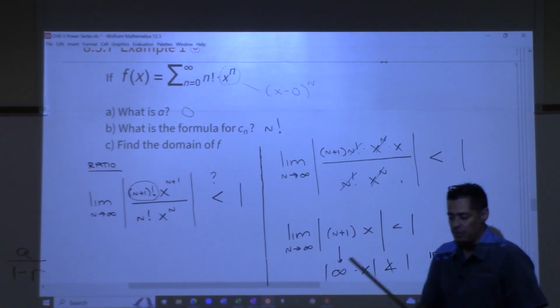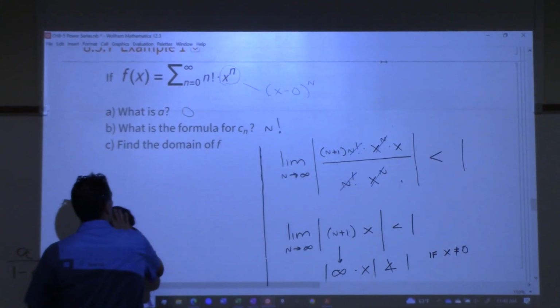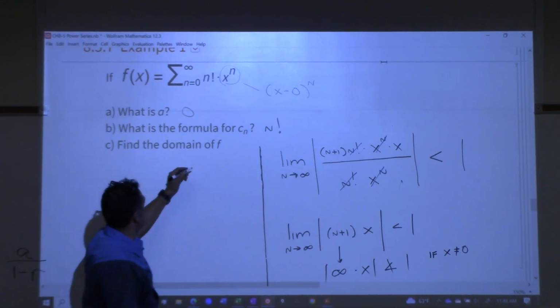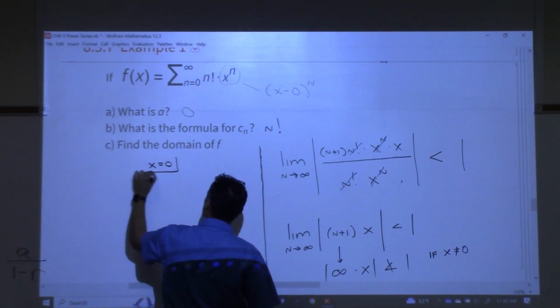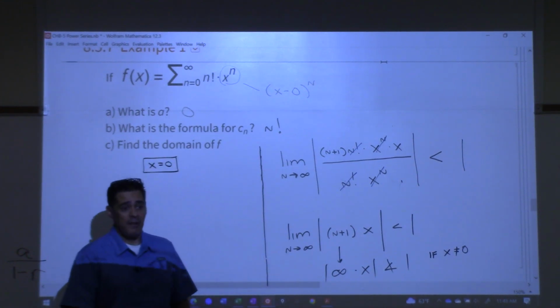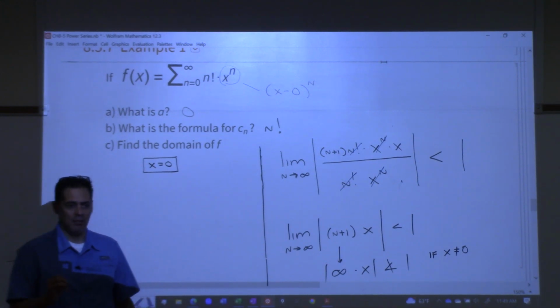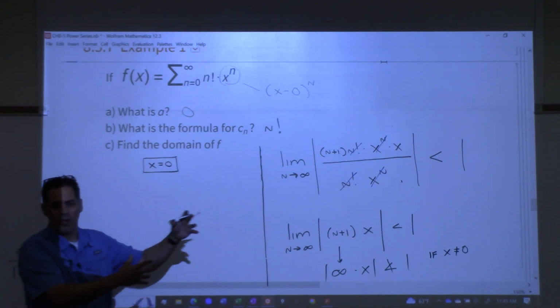If x is not 0, this is not true. So that means, let's draw our conclusion. What's the domain of this function? Or what values of x does it converge? 0, that's it. Otherwise, it diverges. So the domain of this is just, let's just say x is 0. Yeah. That's it. It's a boring function. It is a function that is only defined at one point, and that's 0. That's it. Boring. First example is just to show you what we're going to do.